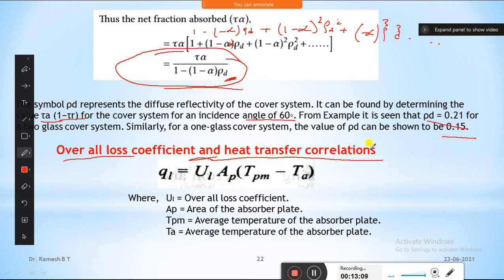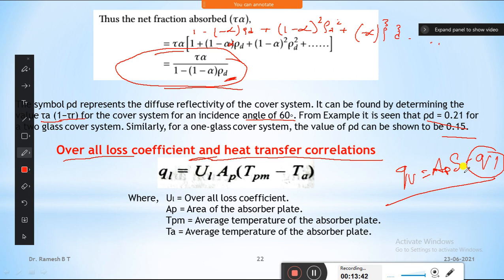We already know the energy balance equation: Qu is equal to Ap S minus Ql. For Ap and S we already discussed: Ap is the absorber plate area, and S is the radiation incident on the cover system. Ql is the heat loss, and that Ql value we are going to discuss. Ql is the total overall heat loss of the liquid flat plate collector.